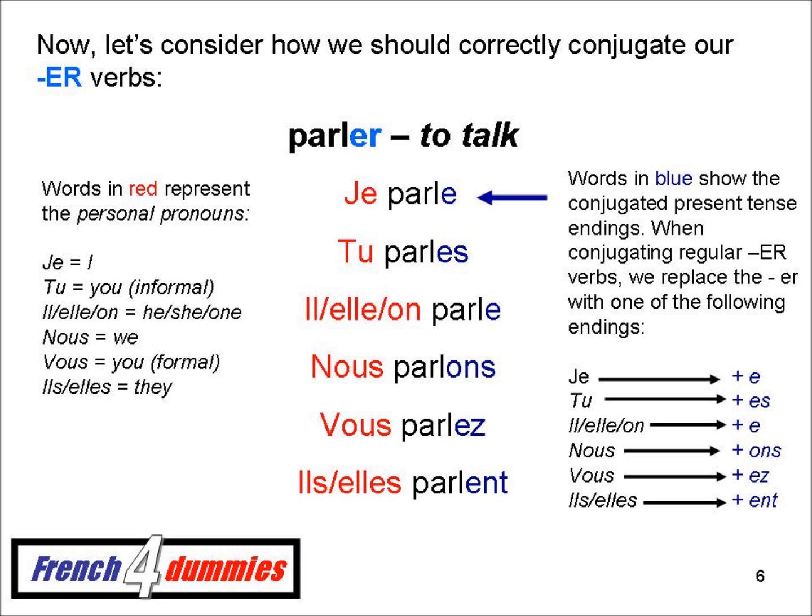Words in blue show the conjugated present tense endings. And when conjugating the regular ER verbs, we need to be aware of which endings to use. For je, it's E. For tu, it's ES. For il, elle or on, it's an E. For nous, it's ONS. For vous, it's EZ. And for ils or elles, in the plural, it's ENT.